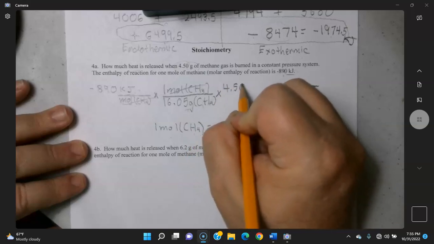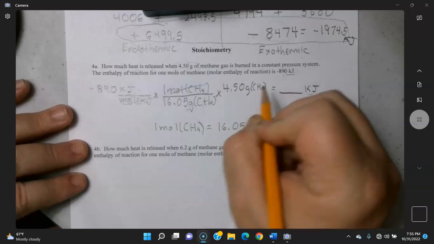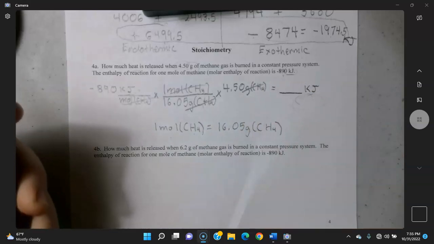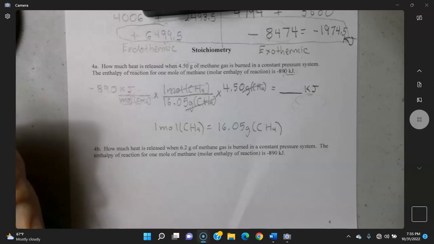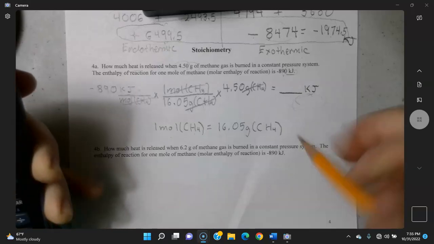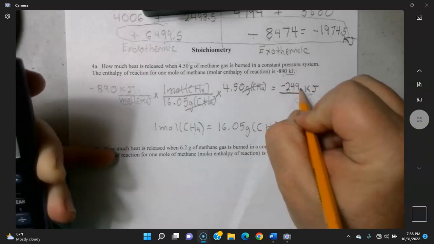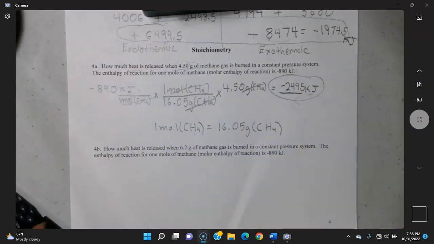Again, this is all just a puzzle to get units to line up. That's all this stoichiometry stuff is. So grams of CH4, grams of CH4. So we have negative 890 times 4.5 divided by 16.05, and that gives us negative 249.5, and I'll leave it at that. So that's how many kilojoules you would get out of 4.5 grams of methane.